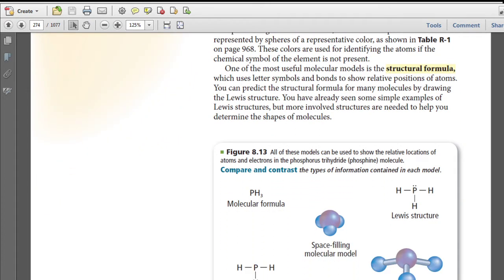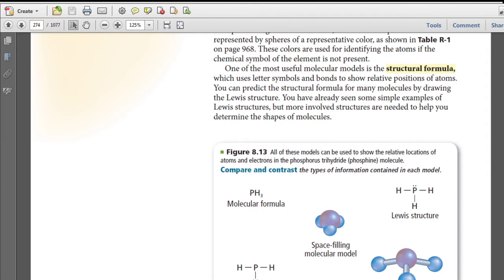One of the most useful molecular models is the structural formula, which uses letter symbols and bonds to show relative positions of atoms. You can predict the structural formula for many molecules by drawing Lewis structures. You have already seen some simple examples of Lewis structures, but more involved structures are needed to help you determine the shapes of molecules.